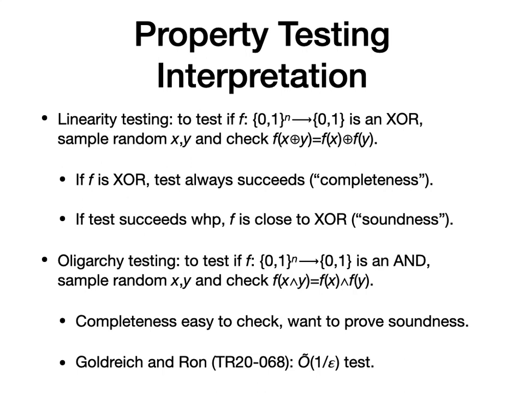Now, AND testing is the same thing, but with XOR replaced with AND. Again, the natural test is to pick x and y at random and check whether f of x AND y is equal to f of x AND f of y. Now, you can check that completeness does hold, and what we want to prove is soundness. Ilan Nechama proved soundness, but in his case, the soundness depended on n, and we want a result which does not depend on n.